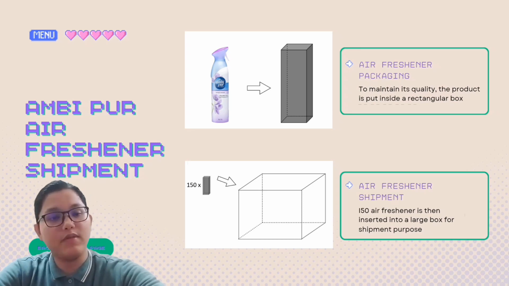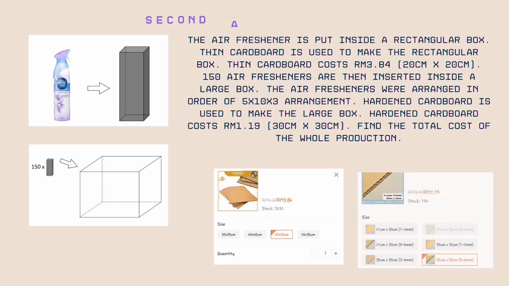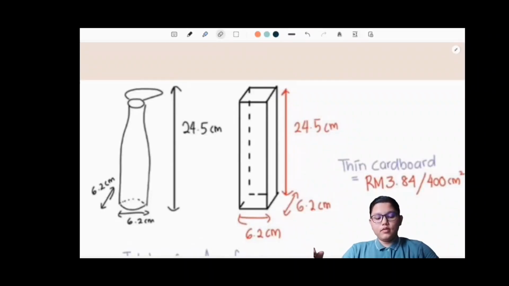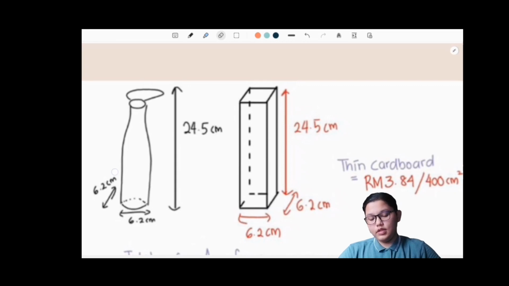Okay, for this case, we want to calculate the cost of the Ambipure air freshener shipment. The calculation is separated into two parts. The first part is to calculate the air freshener packaging, and the second part is about the air freshener shipment. For our second case, our main goal here is to find the total cost of the Ambipure air freshener shipment. The first thing that we need to find is the cost of the rectangular box.